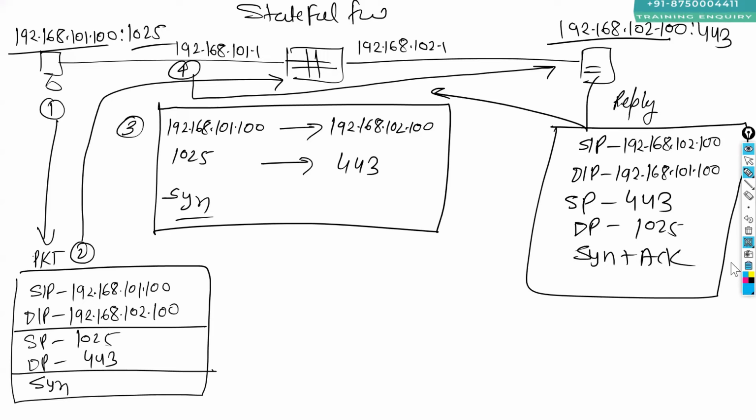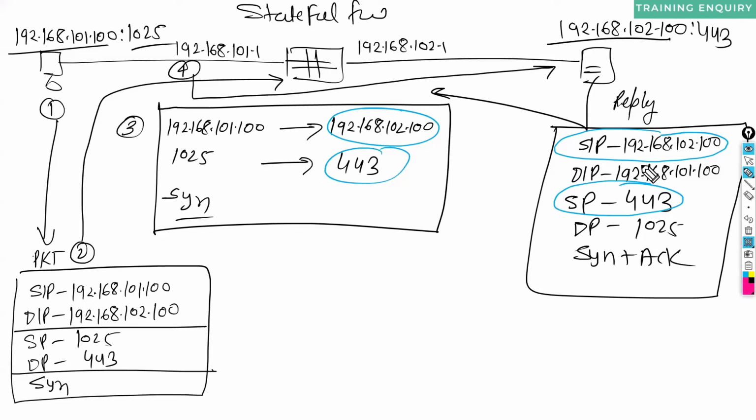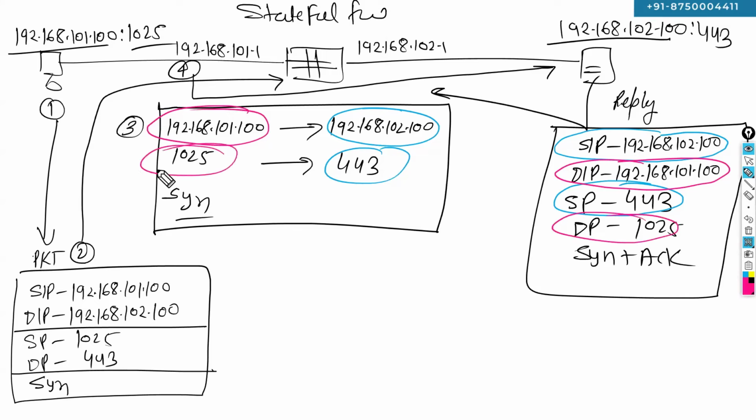Now the firewall will check who is coming. 102.100, matching. Which port is coming? 443, matching. It is going to where? 101.100, matching. At which port number? 1025, matching. Now you can see the layer 3 information and layer 4 information are both matching. What is coming? SYN plus ACK is coming.